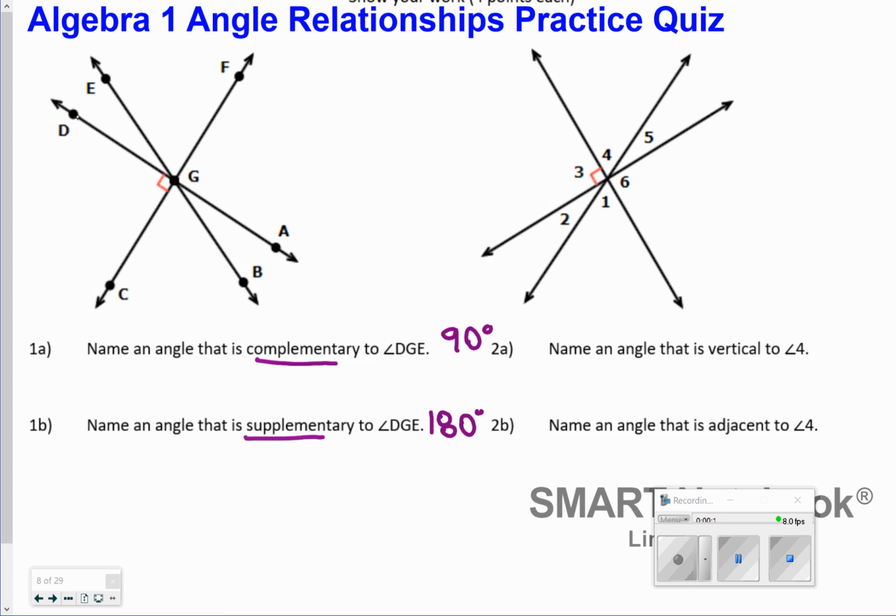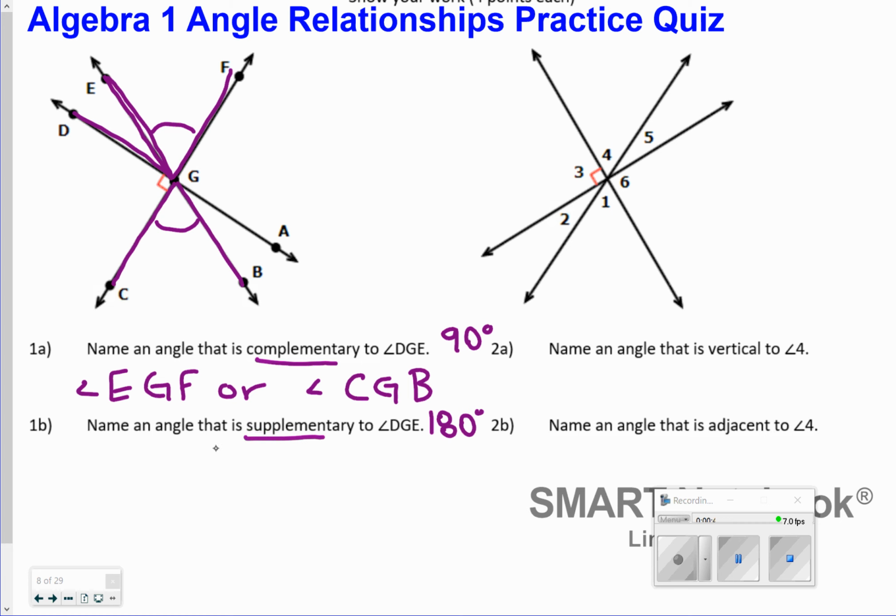If you're looking at the angle DGE, which is right here, to make it complementary, you actually have two options. You can do angle EGF, or you could also have said CGB because that's vertical from the EGF. So angle CGB.